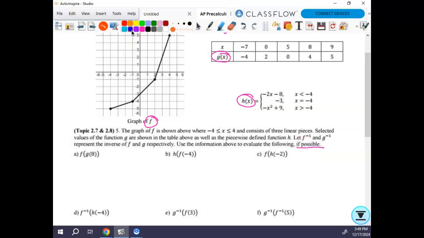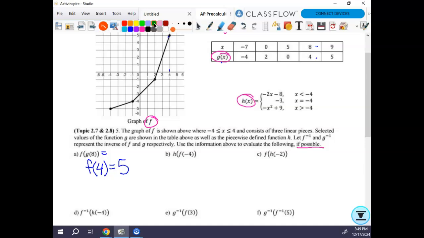So we're going to work from the inside out. f of g of 8. So I'm going to find g of 8. So g of 8, my input is 8, my output is 4. So that means I really just want f of 4. So I go to f, my input is 4, my output is 5. The answer is 5.